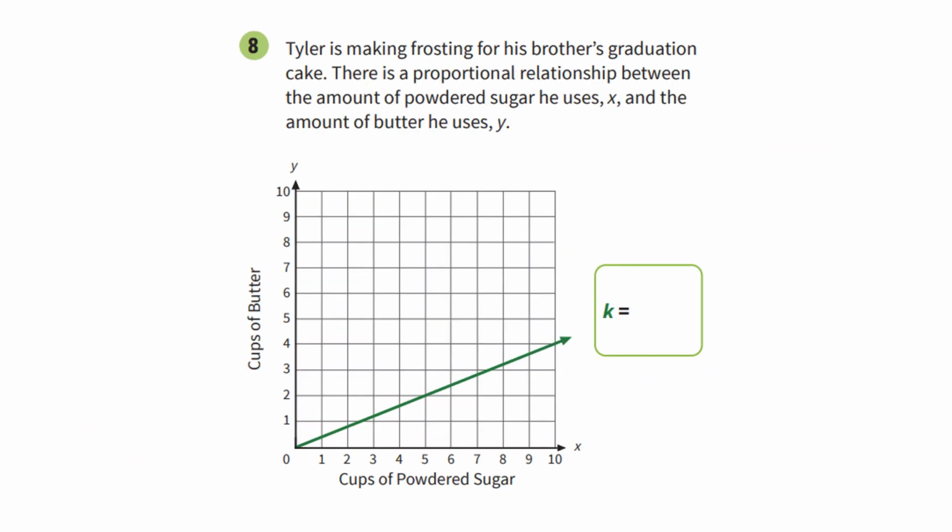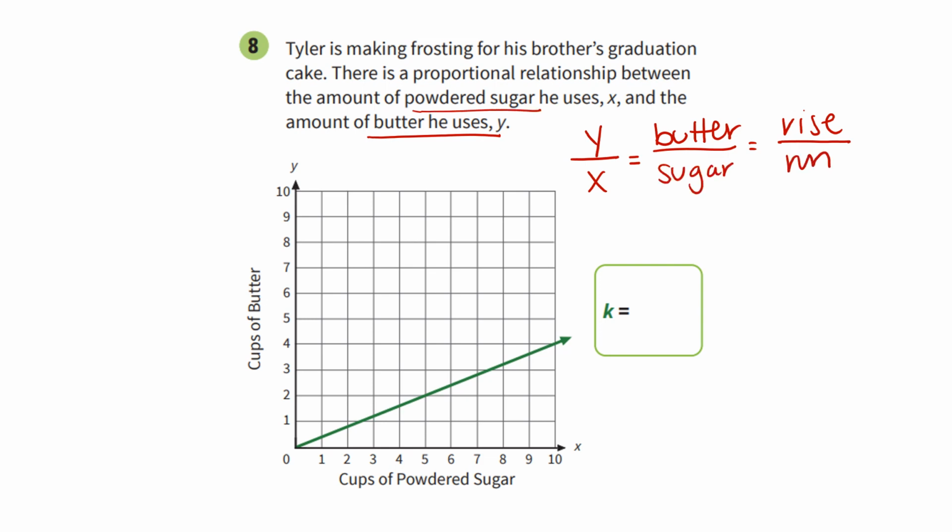Last problem, Tyler is making frosting for his brother's graduation cake. There is a proportional relationship between the amount of powdered sugar he uses, x, and the amount of butter he uses, y. So again, butter is our y value, representing the rise part of our fraction. X is the amount of powdered sugar he uses, representing the run part of our fraction. Filling in the points that we can read clearly, he can use 2 cups of butter for 5 cups of powdered sugar. And that pattern continues, 2 cups of butter for 5 cups of powdered sugar.